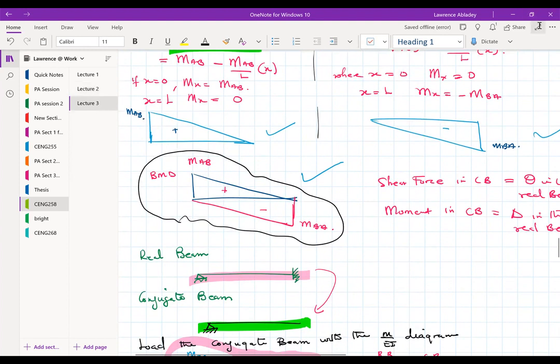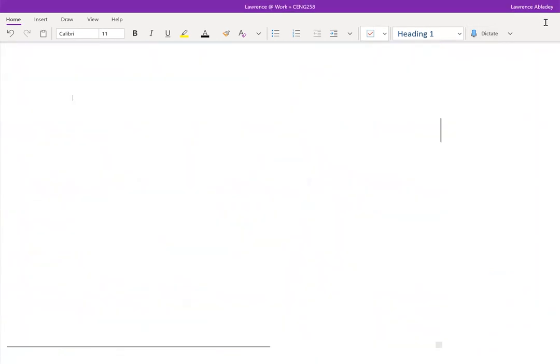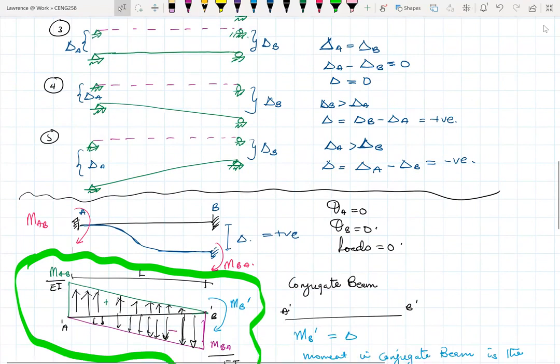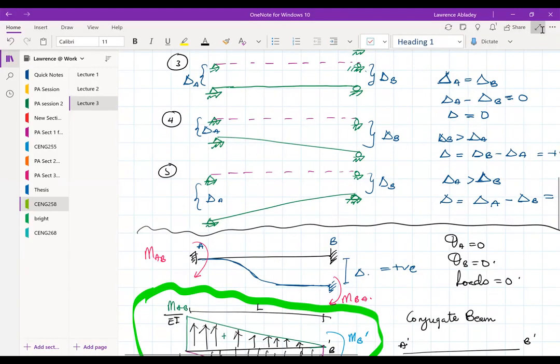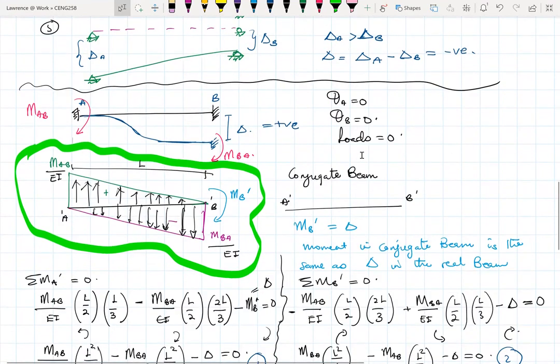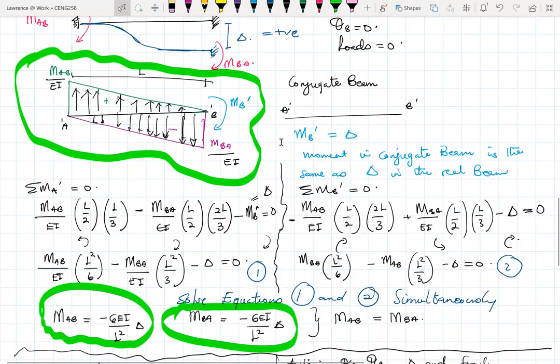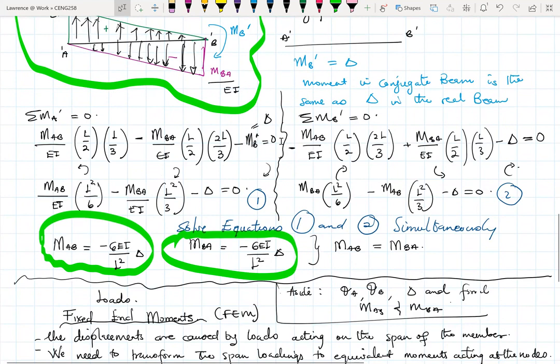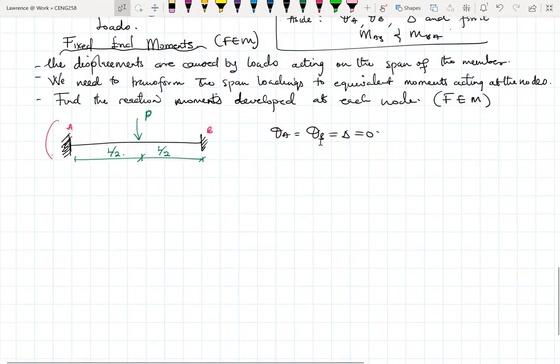All right. So in all cases, they're all clockwise. So if your MAB is negative, it simply means that it was anti-clockwise or counterclockwise. Okay. So let's look at the fixed support case.